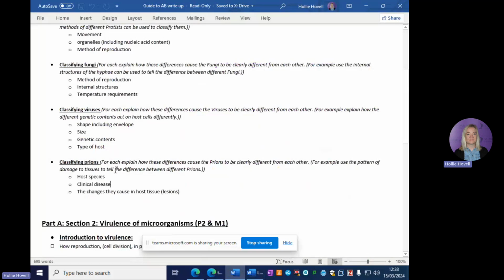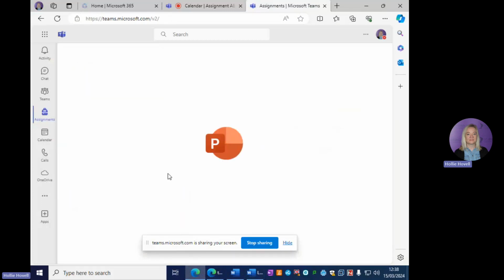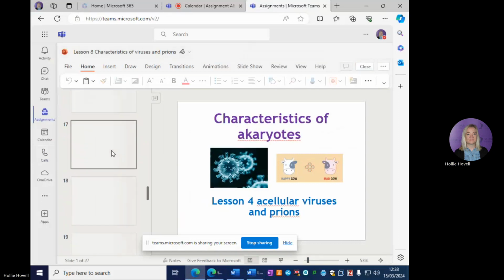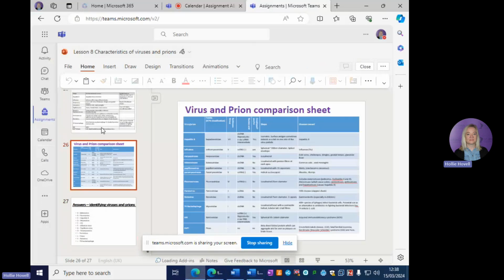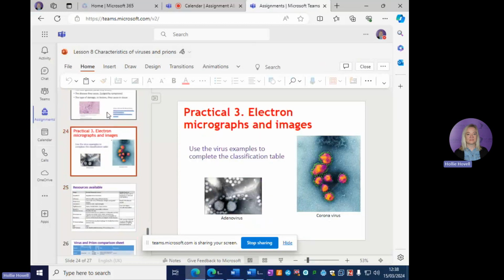So what are the host species that prions affect? Different types of clinical diseases. I tell you what there is on here, however, is the examples of prion diseases in number 8, lesson 8 at the bottom. There's a prion disease here for CJD, so you can look up that. And scrapie, you can look up for prions as well if you need a starting point.